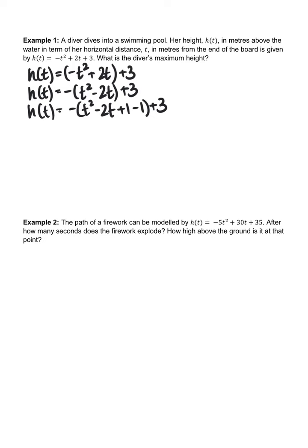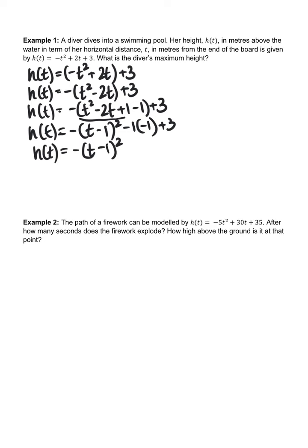You can tell this is your perfect square trinomial. Then we have -1 times, and then times -1 because that's our a value, so don't forget about that. And then we get (t minus 1) squared plus 1 plus 3. Okay, so just to clean this up, this becomes plus 4.